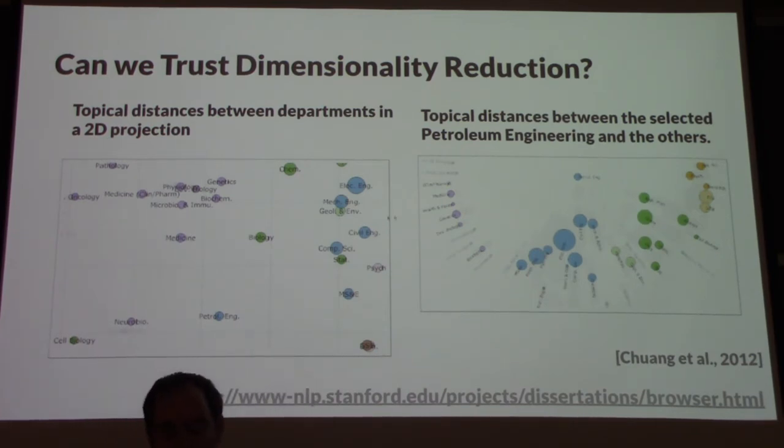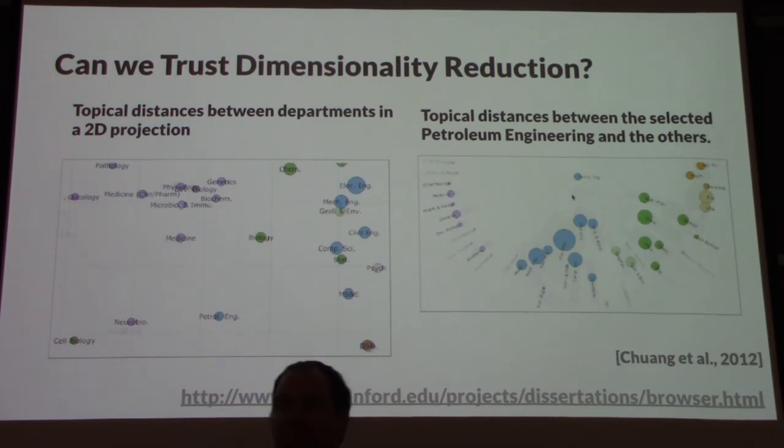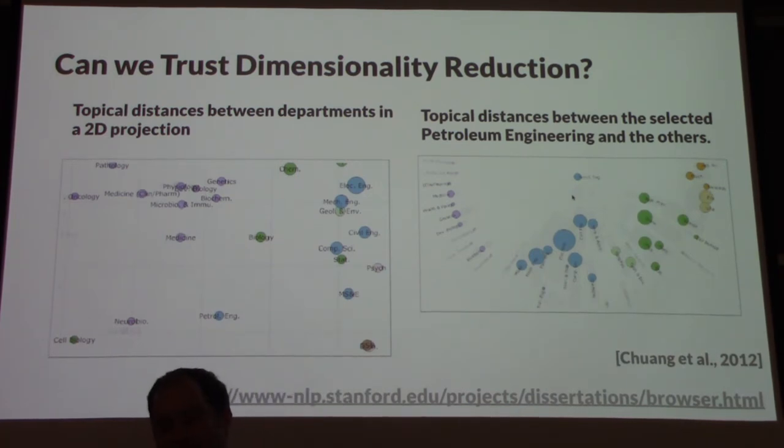And so what they did is they built an interactive technique where I can click on any of those points and it would rescale the whole plot to be correct for the relationship between this one point and the other points. If you do that for petroleum engineering, you suddenly see that all of the natural sciences and engineering disciplines are much closer to petroleum engineering than to the health sciences here.